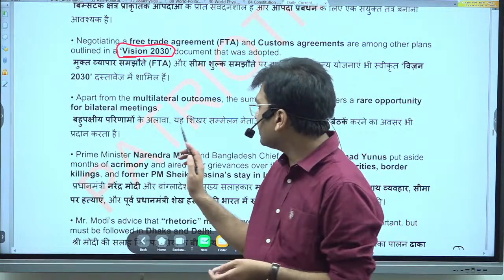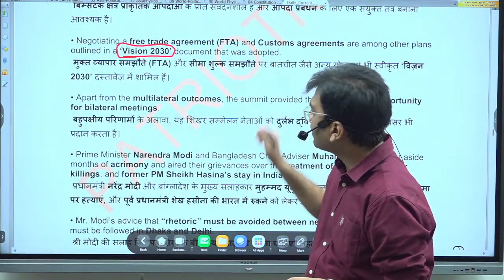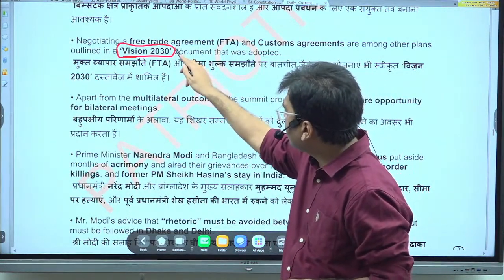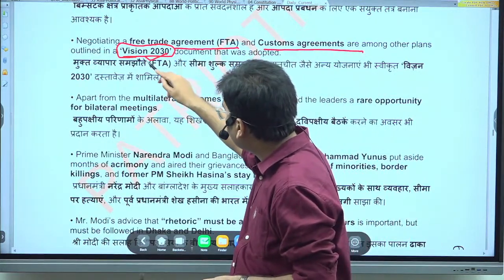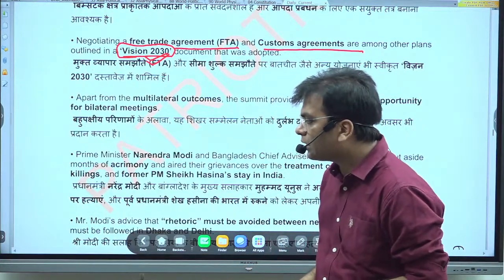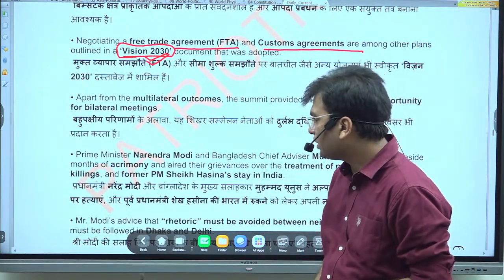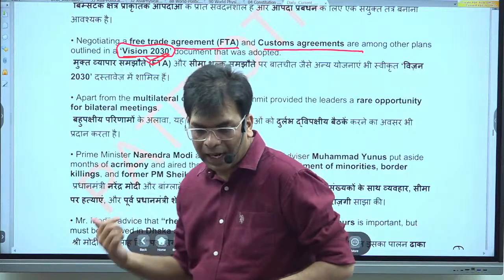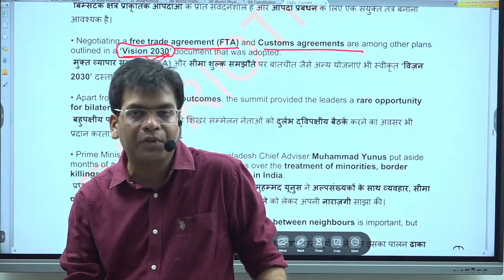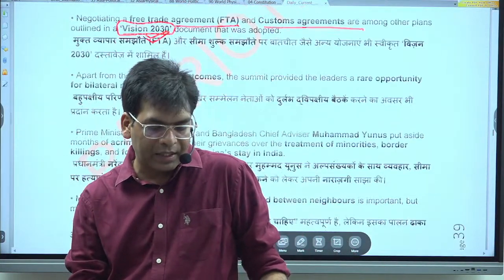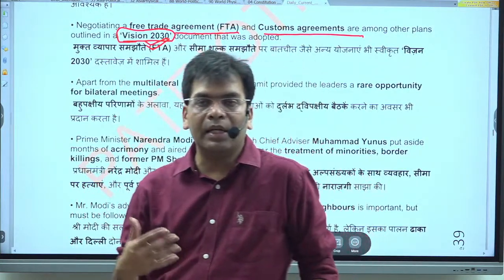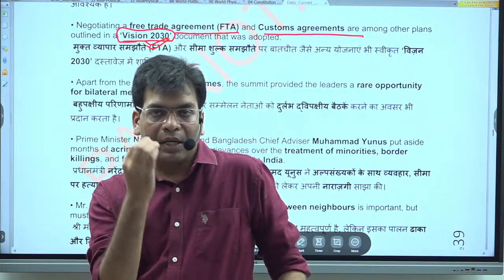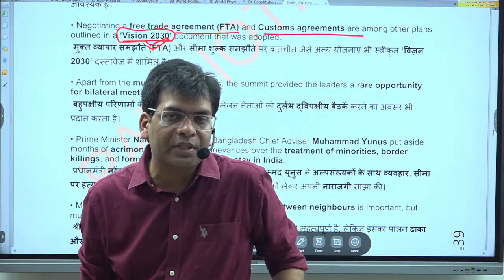So here there is a need for balance, and again, BIMSTEC wants to achieve the free trade agreement and customs agreement. Again, we have decided the timeline for 2030, and the mission is 2030. So you can also add that Vision 2030 with respect to this BIMSTEC is that we want to achieve the free trade agreement as well as the customs agreement.